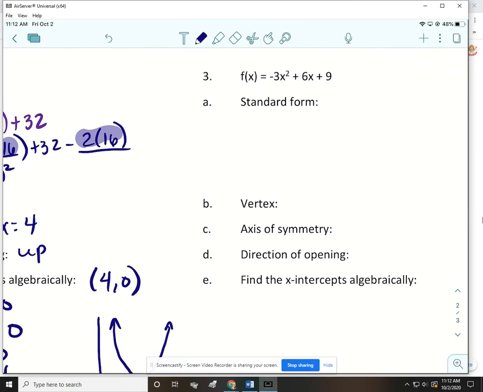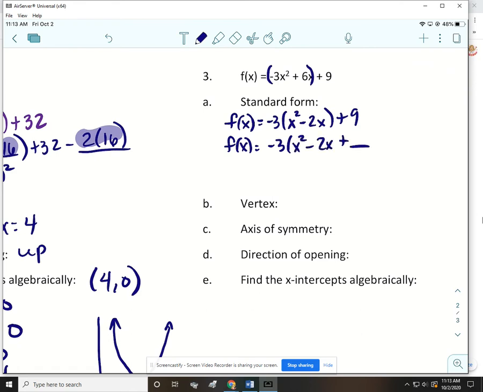Okay, so let's look at the next one. Start off by putting the x terms in parentheses, factor out the coefficient, and complete the square inside the parentheses. Outside the parentheses, you're going to subtract what you factored out by what you added in.